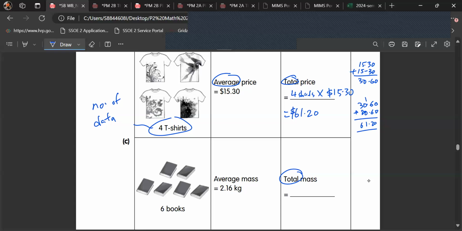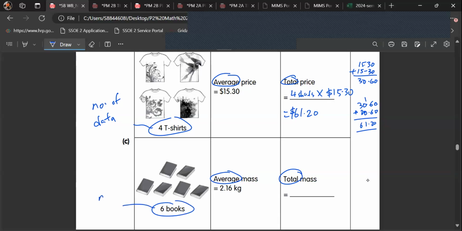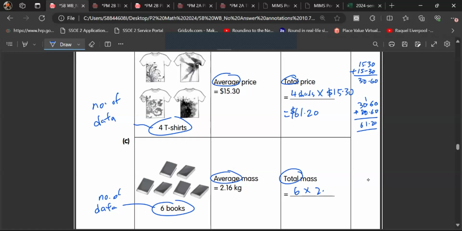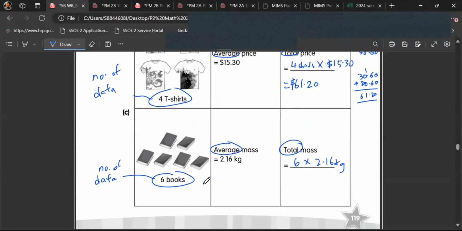So I have total, I have average, I have number of data. So to find total, I just multiply the two quantities together. So 6 books times 2.16 kilogram. You don't need to know each of them how heavy they are, because you know average and the number of data, right?